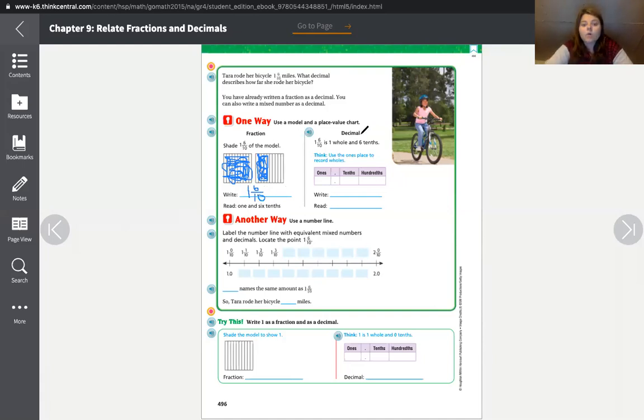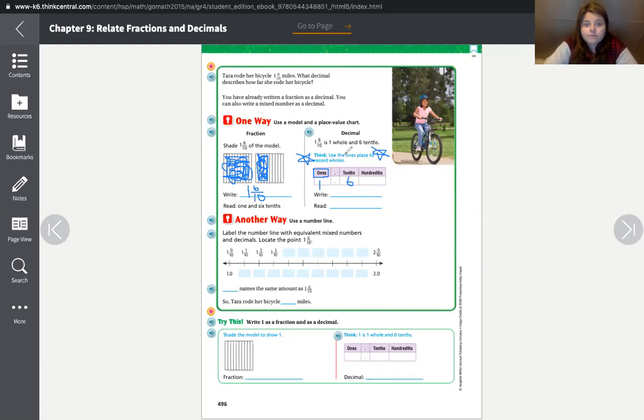Okay, now we can use that place value chart. Remember, 1 and 6/10 is 1 whole and an additional 6/10. Use the ones place to record wholes, okay? I'm going to star that because that's extremely important information. We're going to use the ones place to record our wholes, okay? So in this situation, we have 1 whole. So I'm going to put my 1 whole in the ones place. And my 6/10, my 6 is going to go in the tenths place.